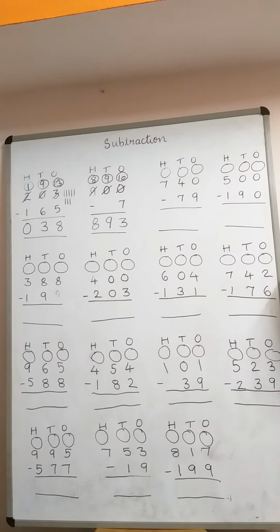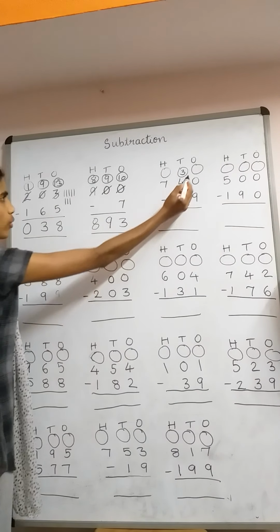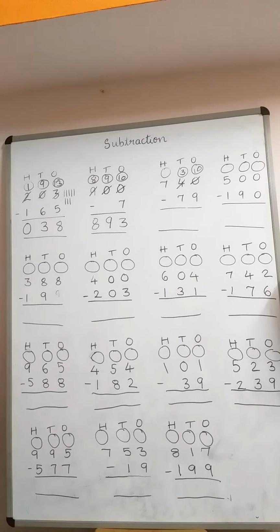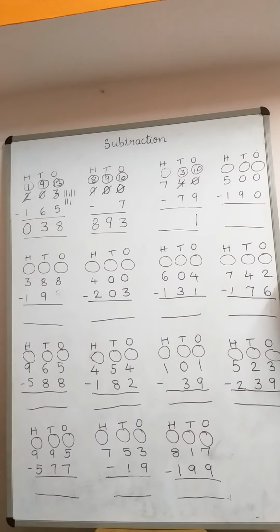Moving to the next one. 740 minus 79. You can see 0 and 9 at the ones place. Try to borrow from the tens place and observe what happens. Let's try to borrow. Here it is 3 and borrow 1. Strike this and write here 0. So the number you get is 10. Now is it possible to take out 9 from 10? Yes. Take your 10 fingers, cut 9 and the answer will be 1. Okay, we are done with the ones place.